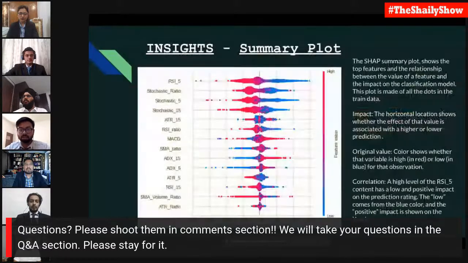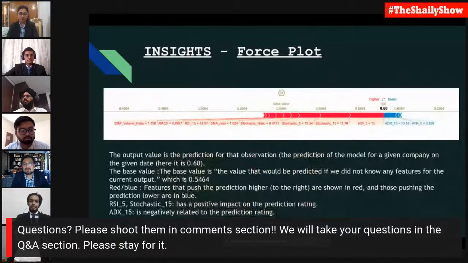One more plot is the summary plot. Okay, correct me if I'm wrong. You used Python, right? Not R. Yes, sir. Yes, sir. Got it.